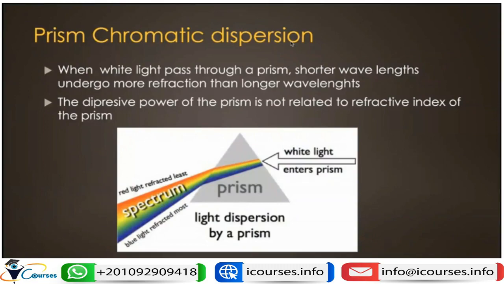Prism chromatic dispersion, we have been discussing it already in the previous lecture. Just a quick reminder that if the light ray passes through the prism, the shorter wavelength will undergo refraction more than the longer wavelength, leading to dispersion of the white light into the spectrum of colors. Another important hint that is frequently asked in the exams: the dispersive power of the prism is not related to the refractive index of the prism. This is very important.